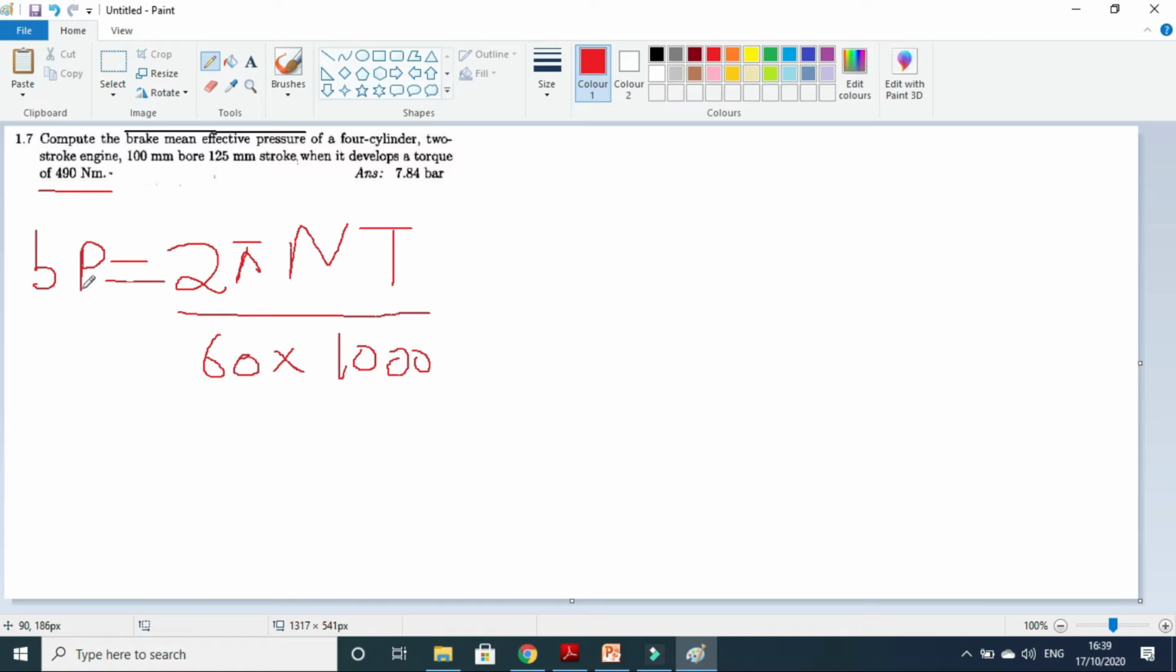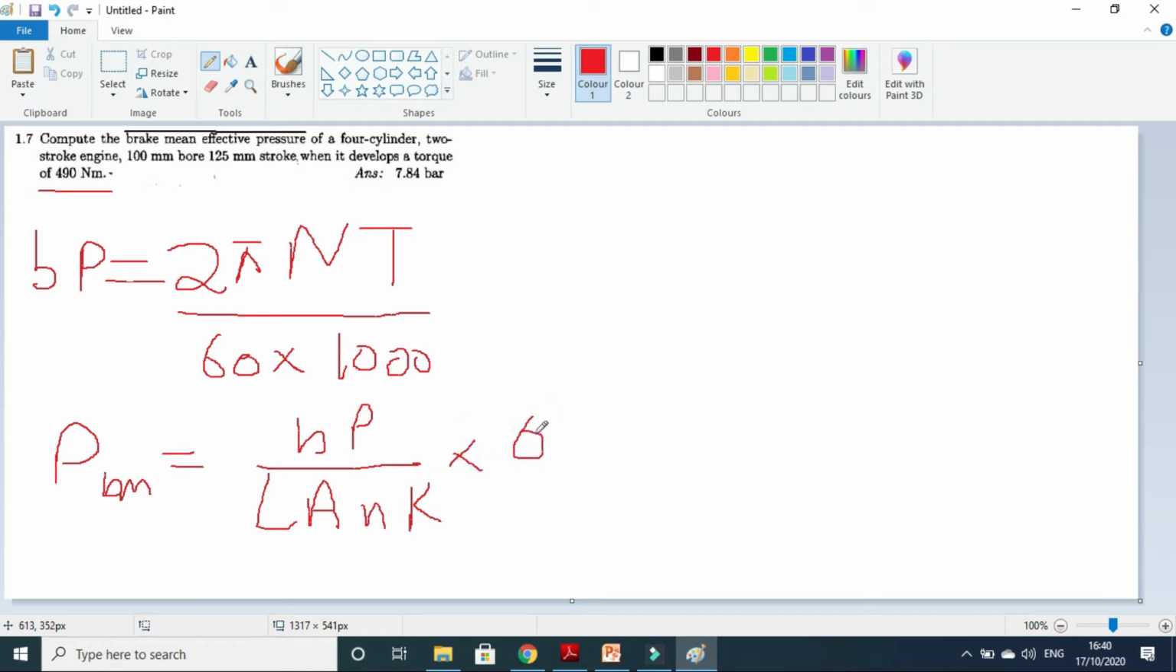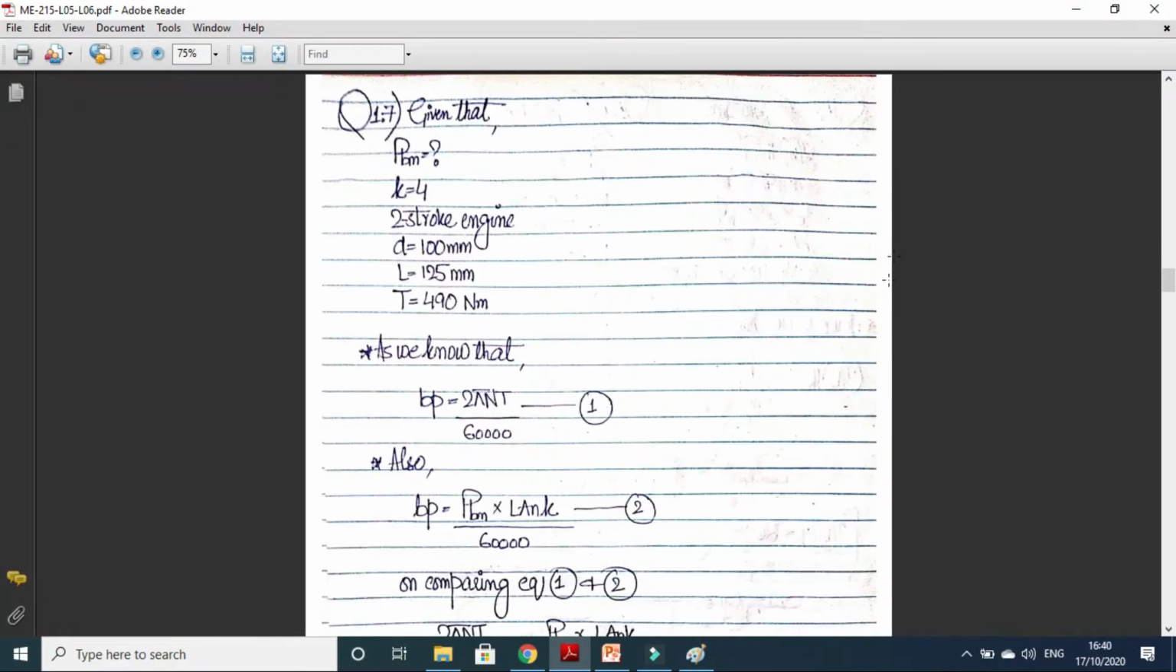So in order to bring it into kilowatt, you need to divide by 1000. And the brake mean effective pressure formula was brake power divided by L A N K. And if you put N in RPM, you need to multiply by 60, and if you put brake power in kilowatt, it will be 60,000. So these are the formulas which you need, then you can solve this numerical very easily.